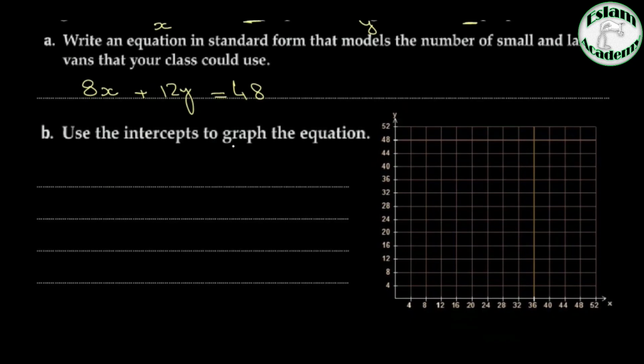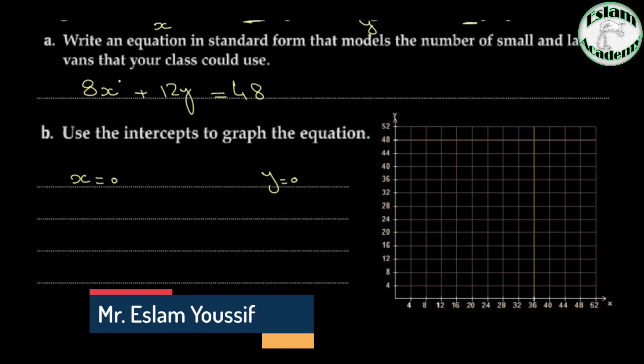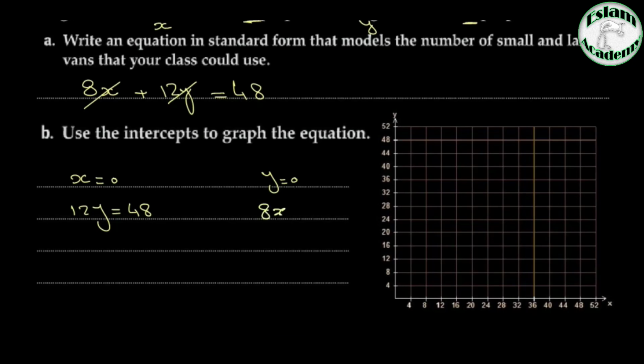That is the total number of people who will use the vans. Now we need to use the intercepts to graph: the x-intercept and the y-intercept. To find the y-intercept, let x equal 0. To find the x-intercept, let y equal 0. If x equals 0, then 12y equals 48. If y equals 0, then 8x equals 48. Dividing by 12, y equals 4. Dividing by 8, x equals 6. So the ordered pair for the first one is (0, 4) and for the second one is (6, 0).